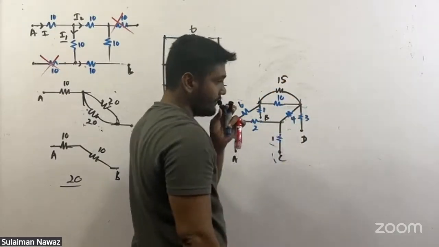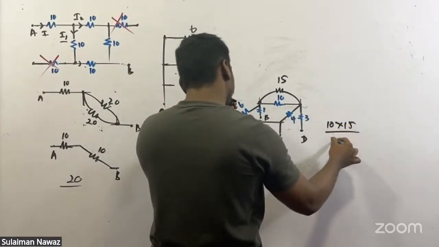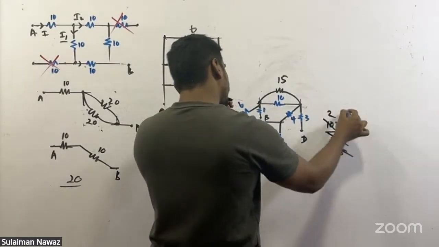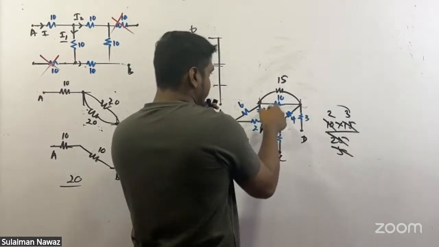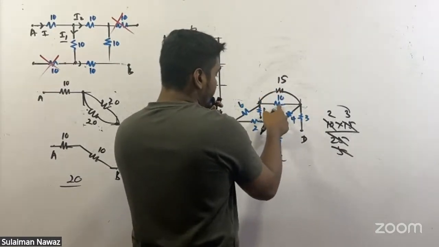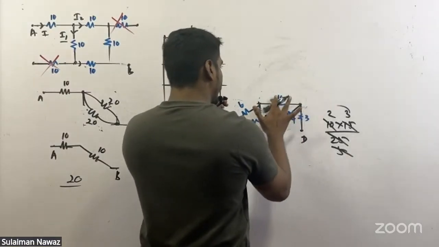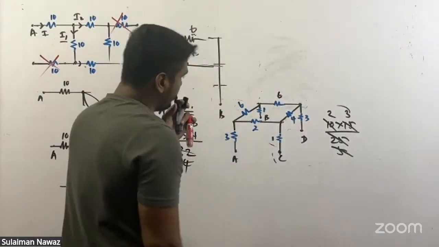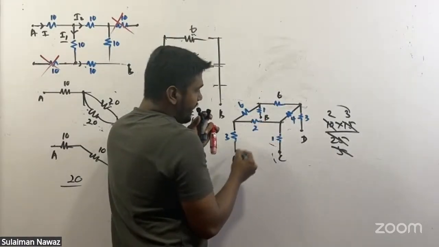15 and 10 parallel. 10 into 15 over 10 plus 15, 25. Here it's 2. If I divide by 5, it's 5. Here it's 6. Correct? The equivalent of these two resistors in parallel, 15 and 10, equivalent one is going to be 6. Now I want to find the equivalent resistance between A and B.